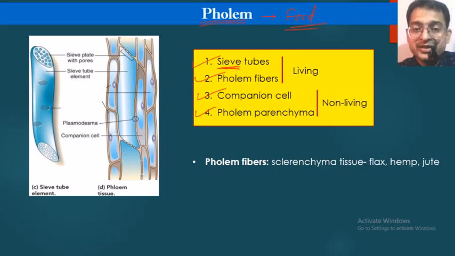Sieve tubes. Sieve means what? Just like we use some kind of utensil for removing the stones and small impurities in the rice. Generally the mothers will be shaking it in one kind of utensil that is having small holes. That is called a sieve. Sieve is like a mesh, it is having a lot of holes. So this is also called sieve tube. Why is it called sieve tube?